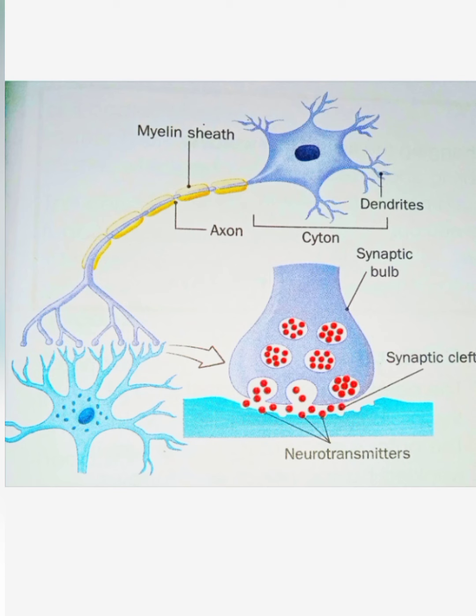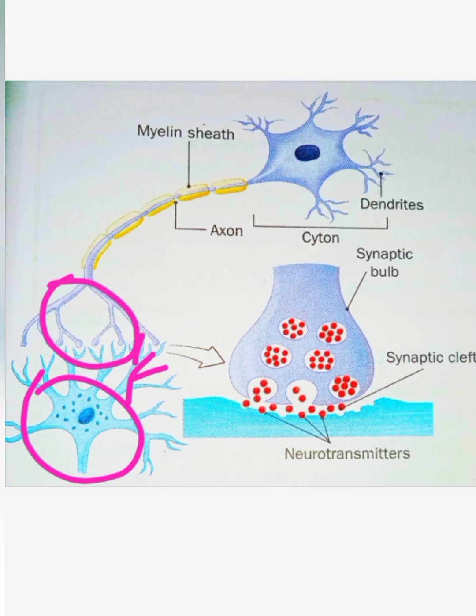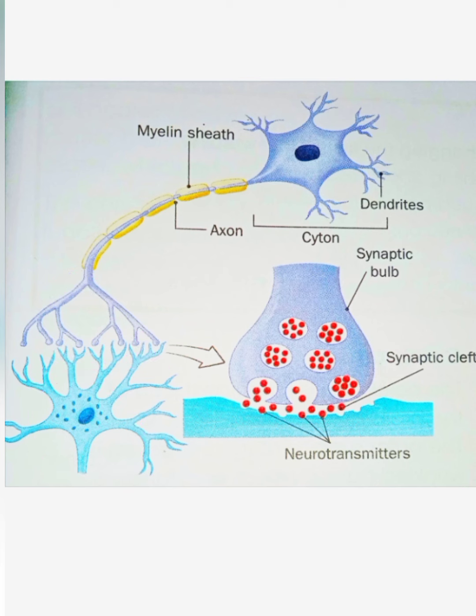So the junction between two neurons, that is between the dendrites of one neuron and the axon terminals of the immediately next neuron, is called the synapse. Like you can see in this picture, this is a neuron and its dendrites are present here, and the axon terminals of the immediately next neuron are being connected in here, and the junction present between both of these is called the synapse.